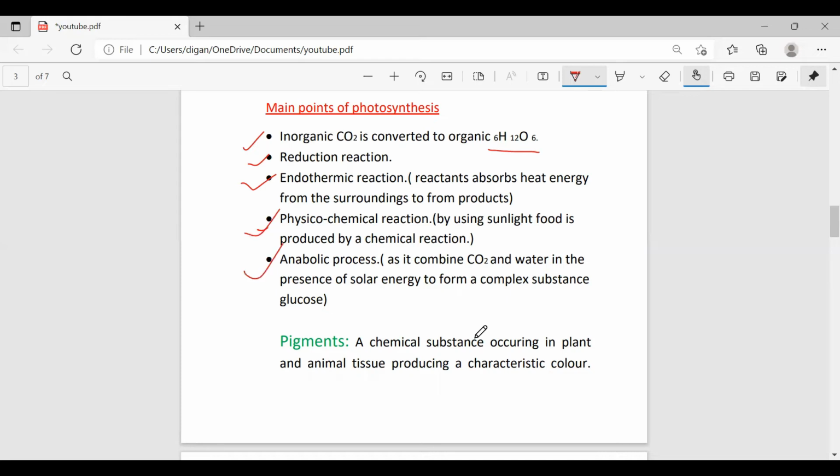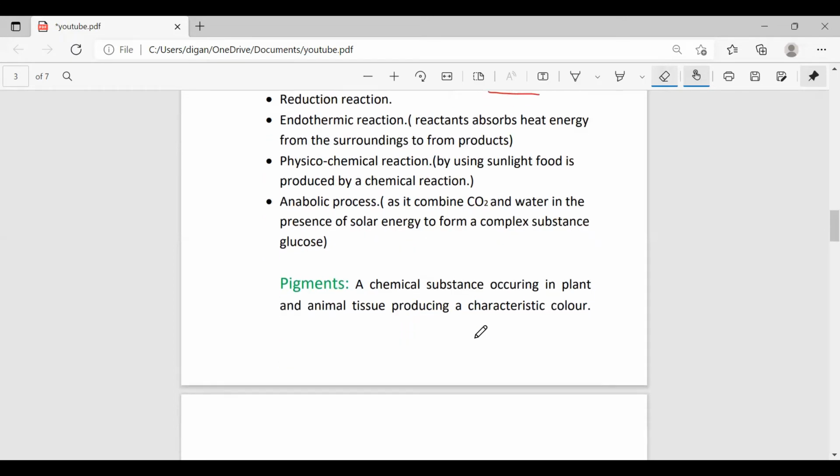The last point is that it is an anabolic process. Anabolic process means it combines carbon dioxide and water in the presence of solar energy to form a complex substance, that is glucose. Since two simple compounds combine and a complex compound is formed, that's why it is known as an anabolic process. So these five are the main characteristics of photosynthesis.